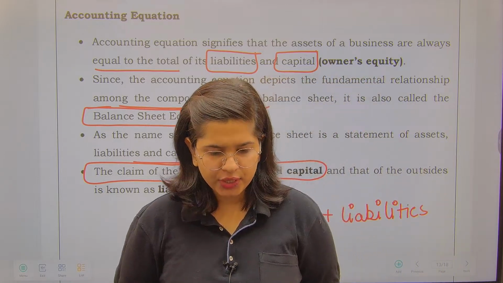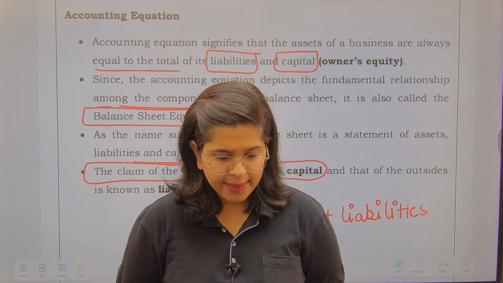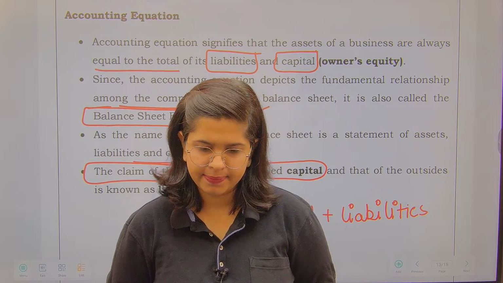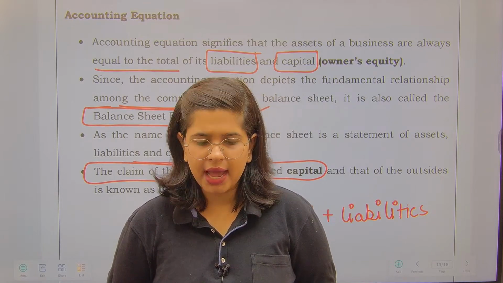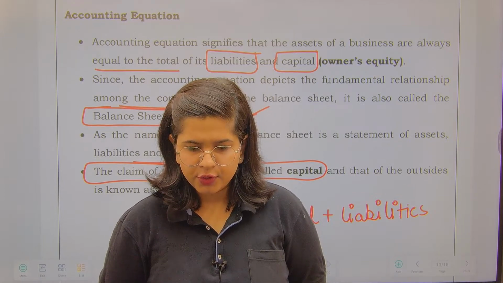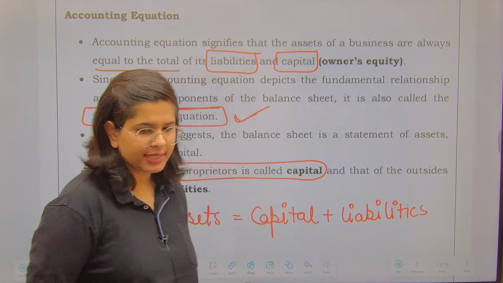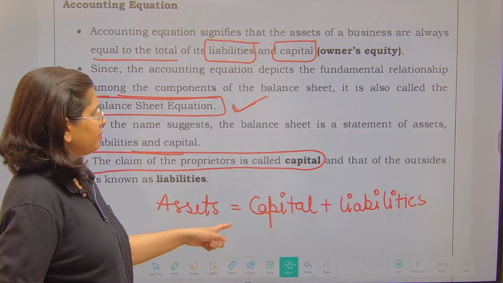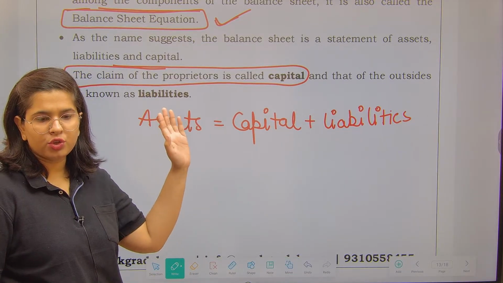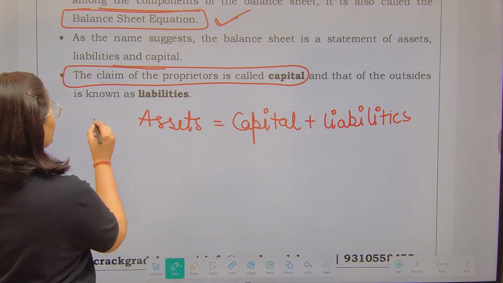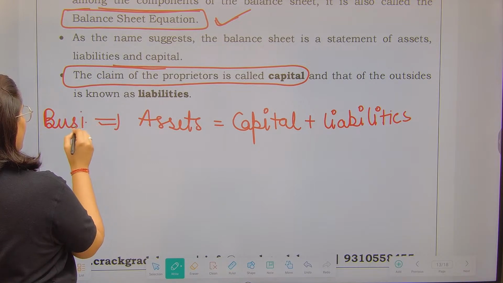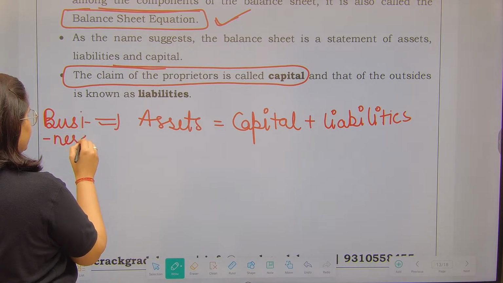So we have a question that if it is the liability of the owner, how can it be his asset? Liability of the owner. I did not get your concept, but I'll try to explain, and you see whether your concept gets cleared or not. See, when I am talking about assets equals capital plus liabilities, I am talking from the point of view of the business.